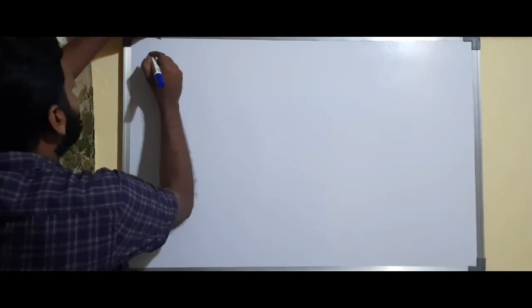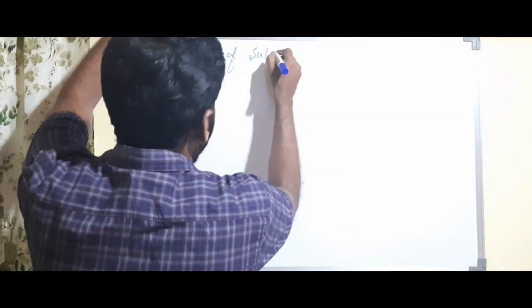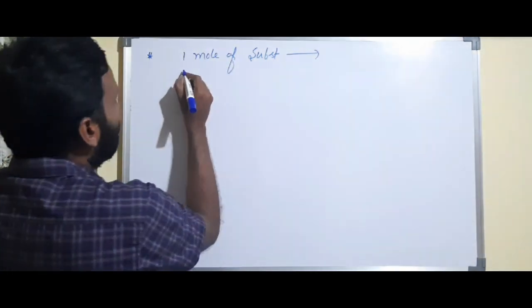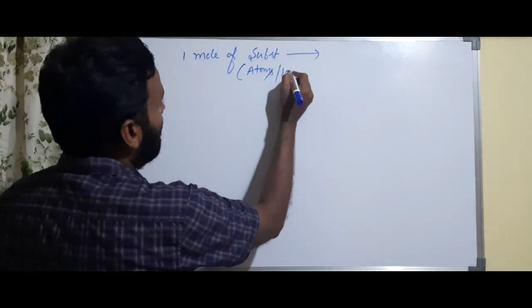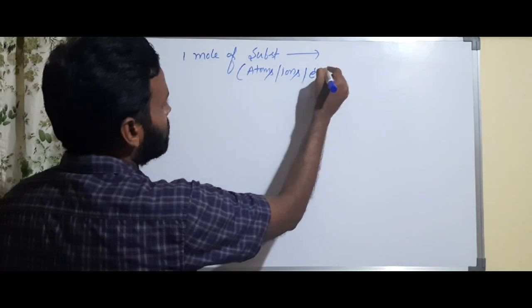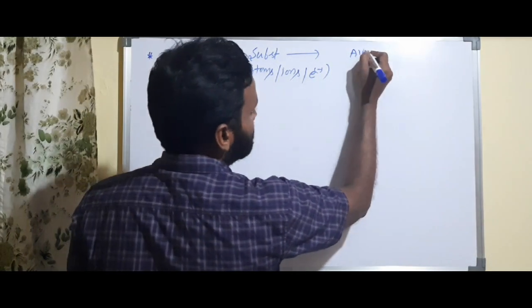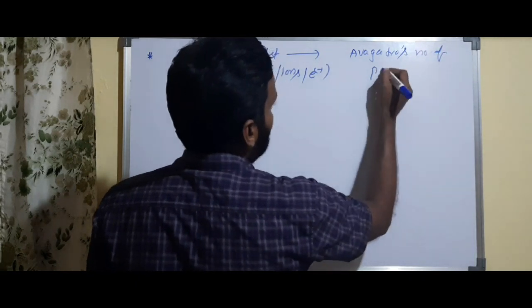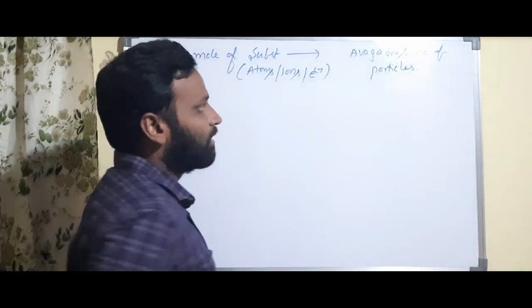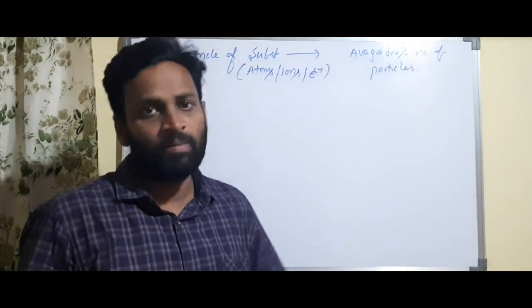2 more most important relations I will give you. See, that is what? 1 mole of substance has how many particles? Here substance means atoms, ions, electrons, whatever, any species. 1 mole of particles has Avogadro's number of particles. Why am I saying particles? 1 mole of particles will have Avogadro number of particles.